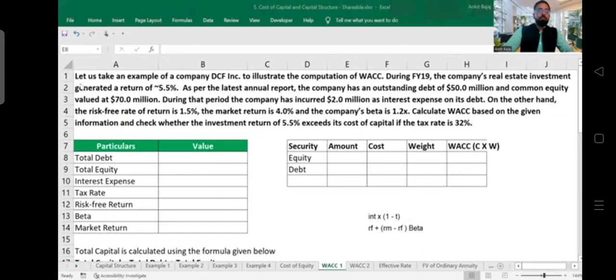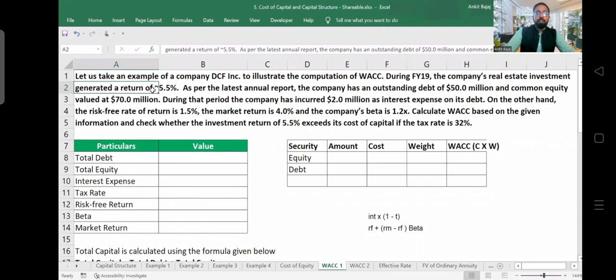We will be solving case 2 now. Let me read the case. Let us take an example of company DCF Inclusive to illustrate the computing of WACC. During financial year 19, the company's real estate investment generated a return of 5.5%.